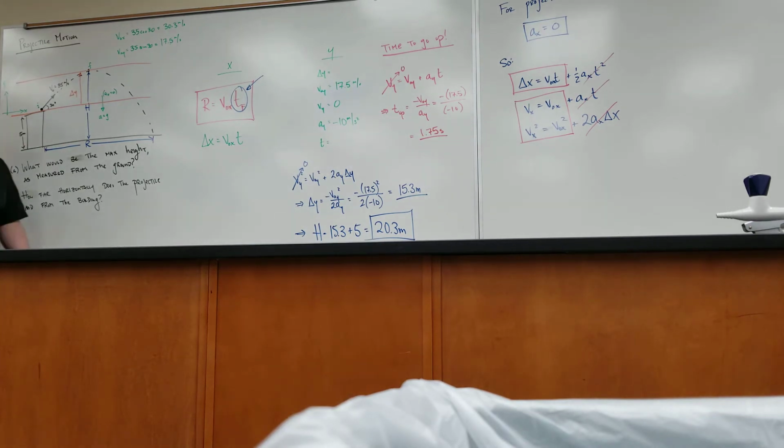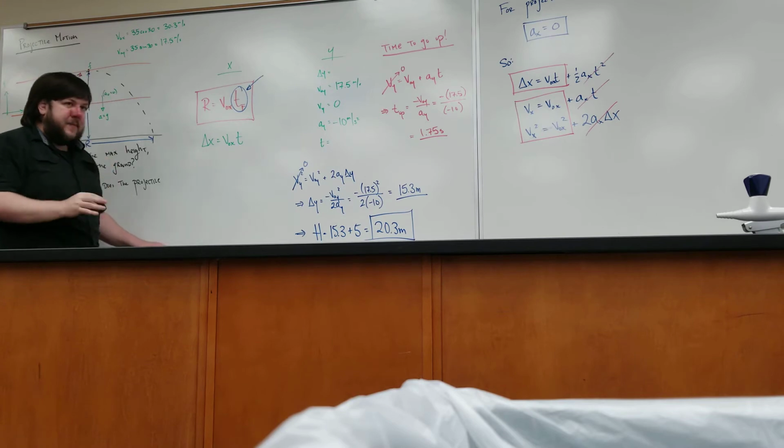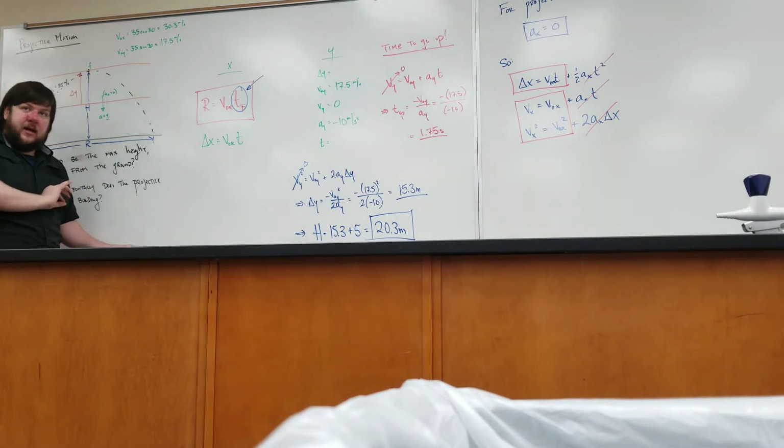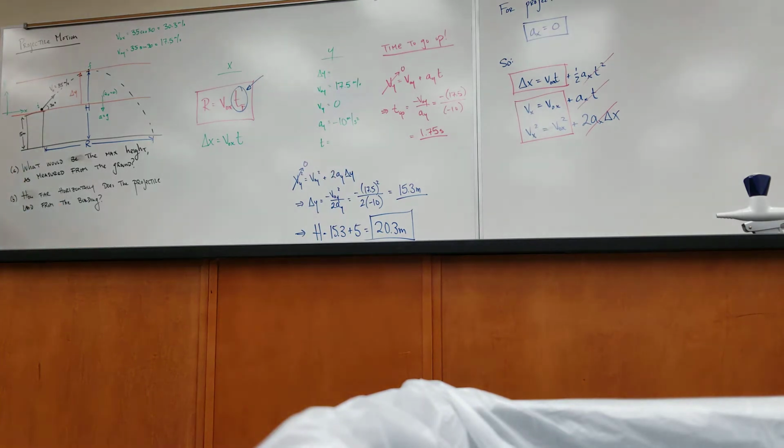Once again, because the trajectory is not symmetric, we cannot simply say that the total time the projectile's in the air for is just double that. We cannot say that the projectile takes 3.5 seconds to reach the ground because the trajectory is not symmetric.